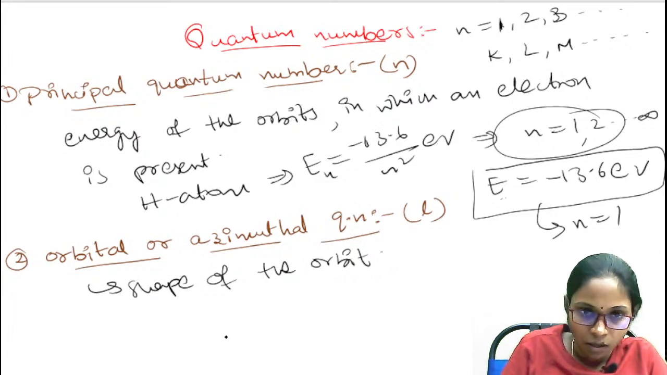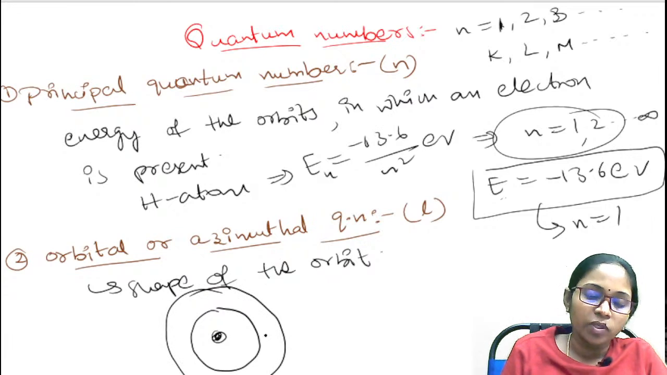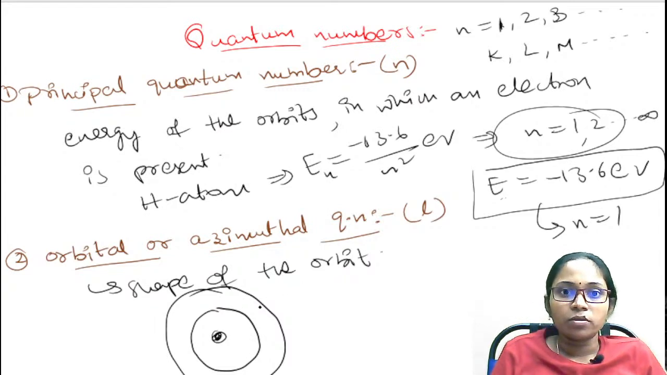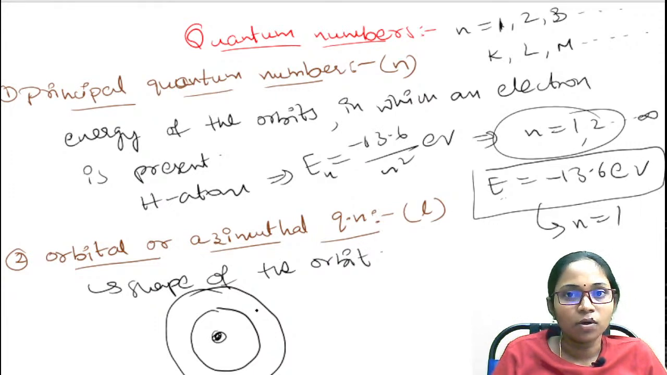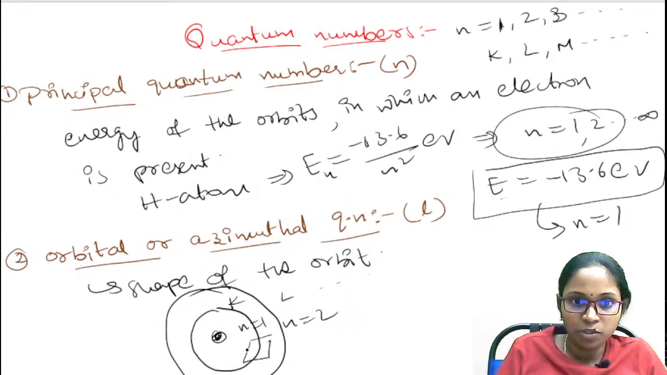Now we have a nucleus at the center, and around this nucleus we have the orbits. These orbits might be spherical or elliptical. According to Sommerfeld, the orbits are of elliptical shape, but according to Bohr, those are of spherical shape. This is for n equals 1, this is for n equals 2, that means K shell, L shell and so on. In this K shell, we also have subshells. What do we call them? S, P, D, F subshells.